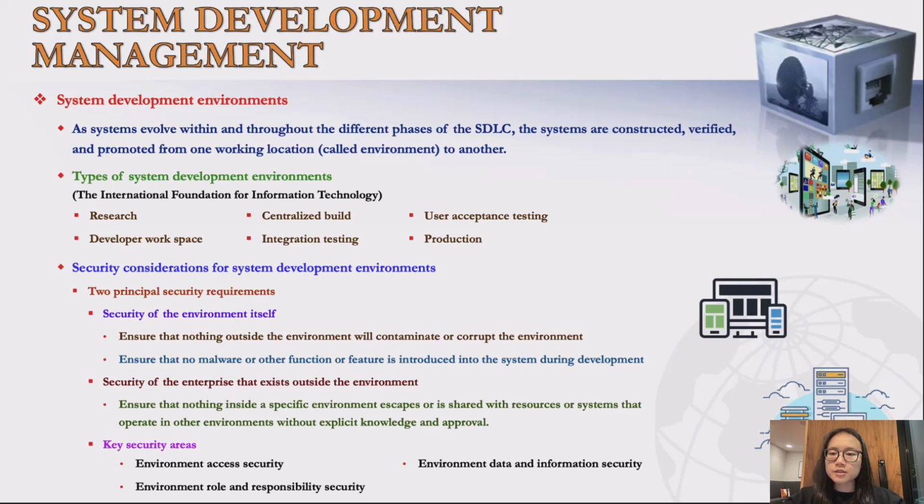With respect to the security of the enterprise, the system owner needs to ensure that nothing inside the specific environment escapes and is shared with the resources or systems that operate in other environments without specific knowledge or approval. Both of these aspects of environment security require addressing a number of key security areas, including environment access security, environment role and responsibility security, and environment data and information security.